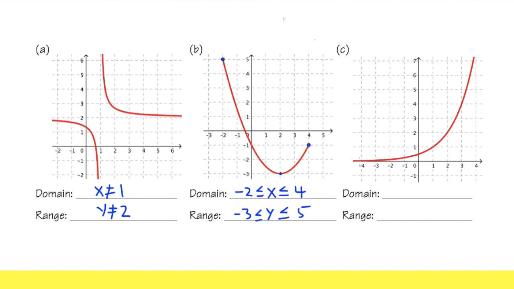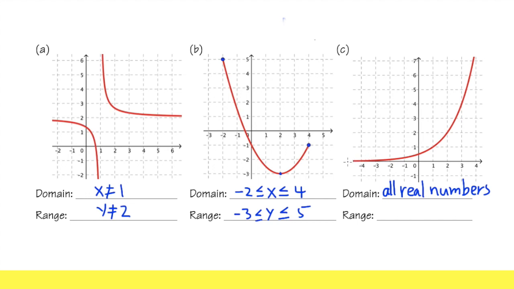For the third one, as you can see, for the domain, well, there's no vertical asymptote. There's nothing like that. And this right here keeps on going forever to the left. This right here keeps on going forever to the right. So for the domain, you can just write down all real numbers.